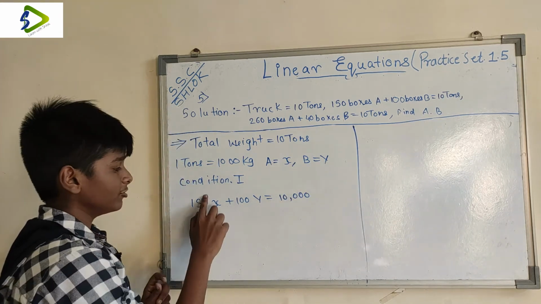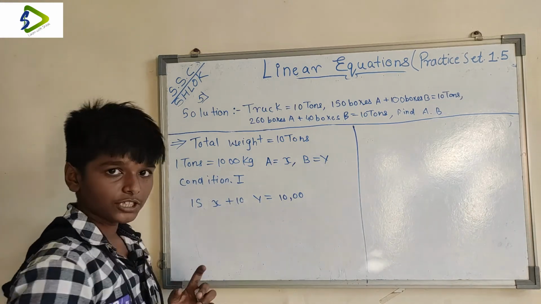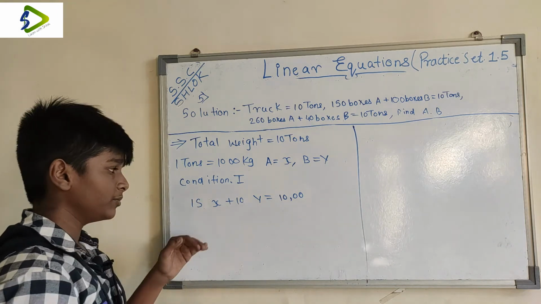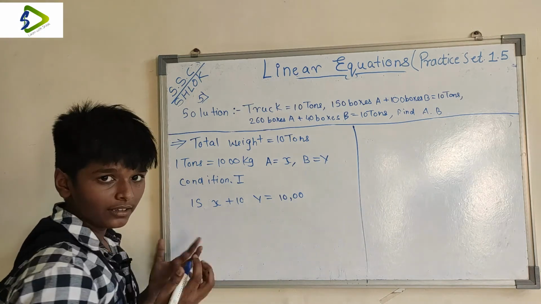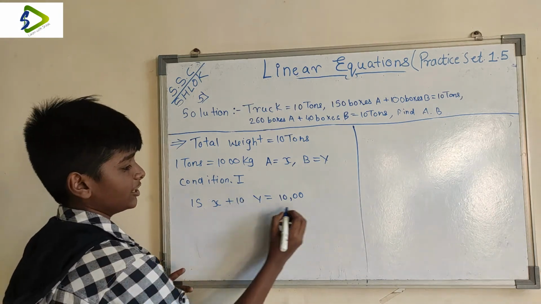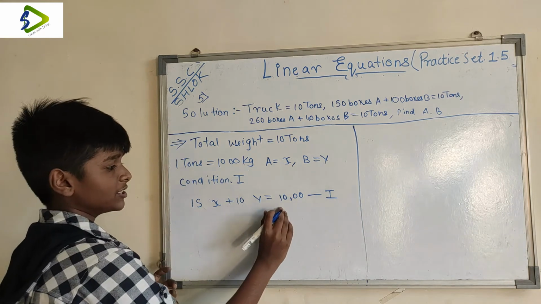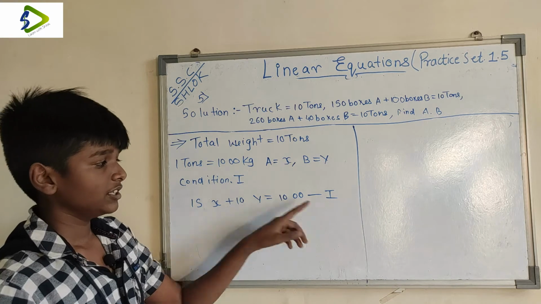Now here you can remove this 0 from all sides, and the equation will still be balanced. How do I remove this 0? If you are not getting how I remove this 0, I just divide everything by 10, and therefore the equation that we get is 15x plus 10y is equal to 1000. This is the first equation.